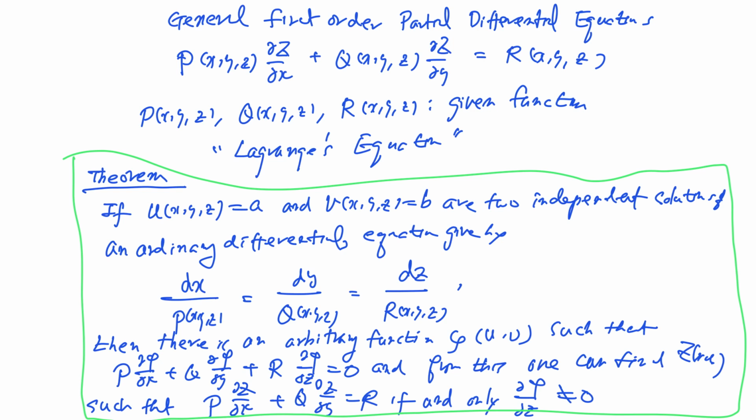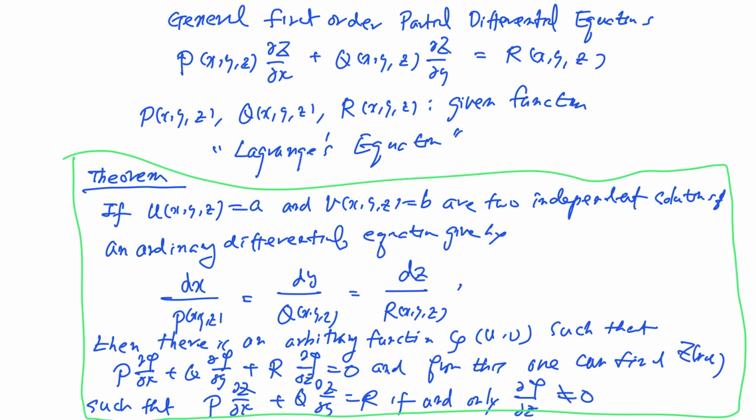So this is a general partial differential equation for z, a dependent variable of x, y: P ∂z/∂x plus Q ∂z/∂y is given by R. This is the name for the Lagrange's equation. And then how to find the solution? You need to solve this first.